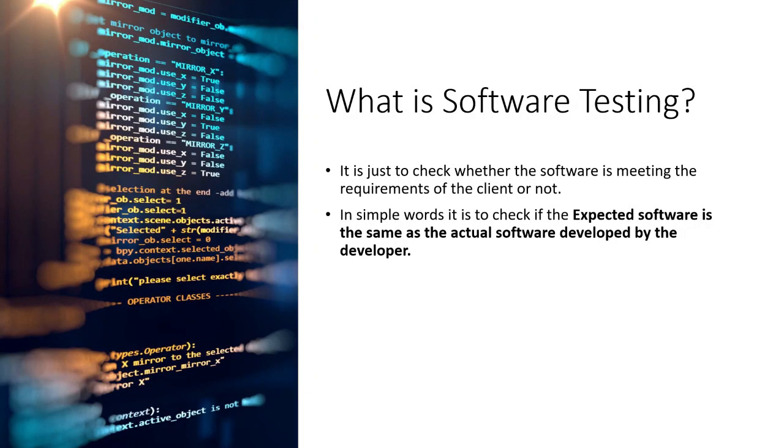Also understand there is a difference between defect and error. Error is a terminology that is used by developers. Errors come when there is a programming error. You as a tester are not checking the programming errors. You are checking the defects. So defects could be anything.